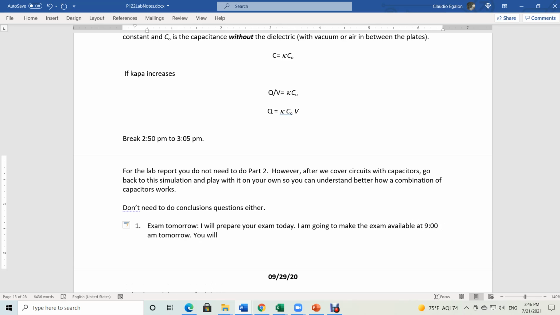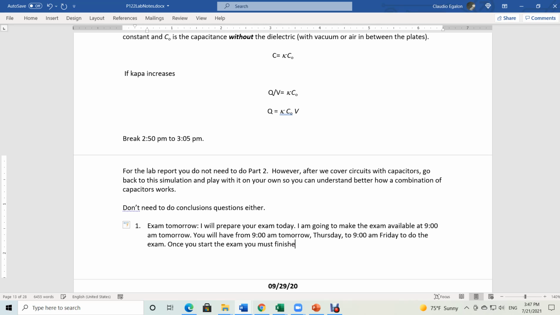You will have from 9 a.m. tomorrow, is that Thursday? Yeah. To 8:59 a.m., and let's put 9 a.m. Friday to do the exam. Once you start the exam, you must finish it in 1 hour and 15 minutes.